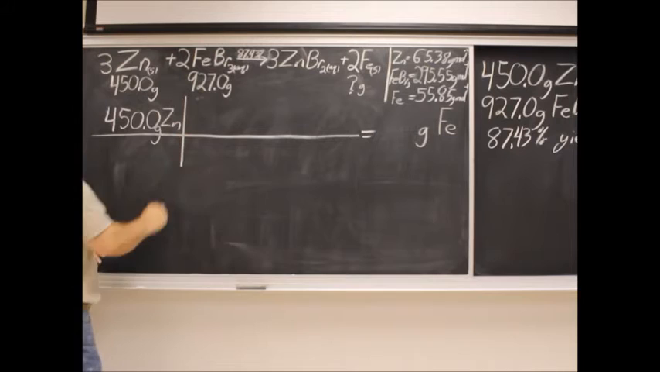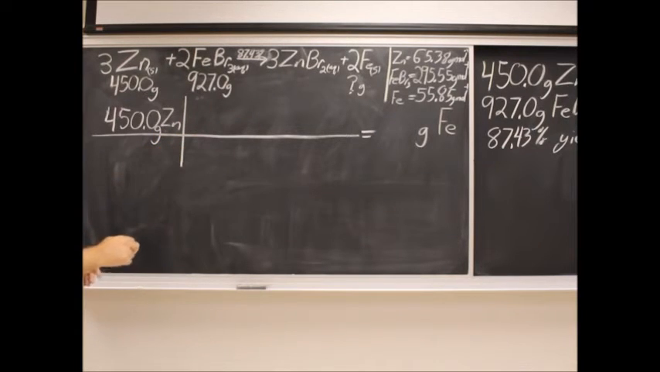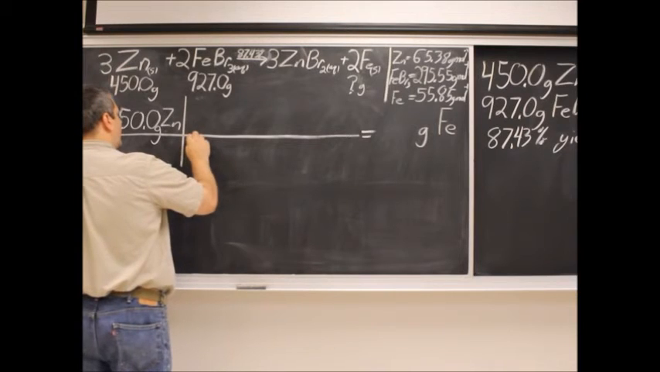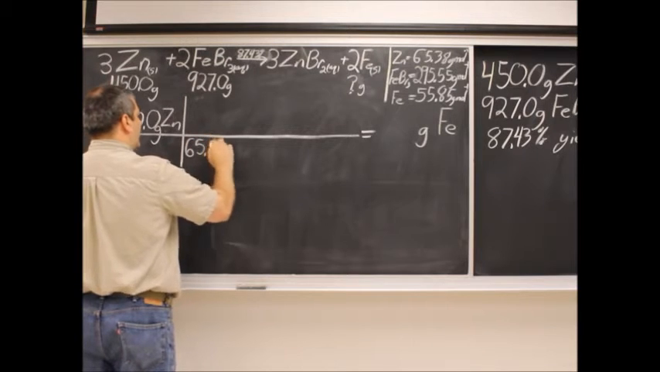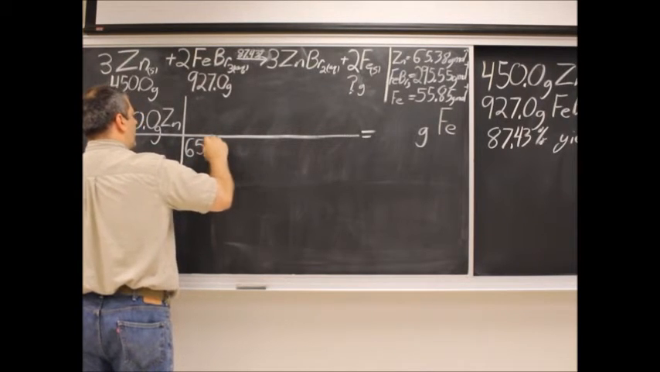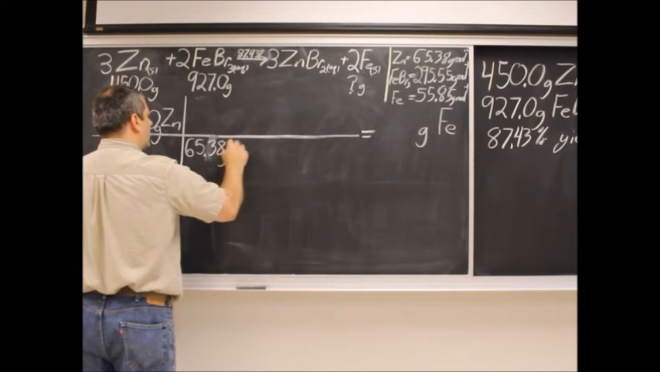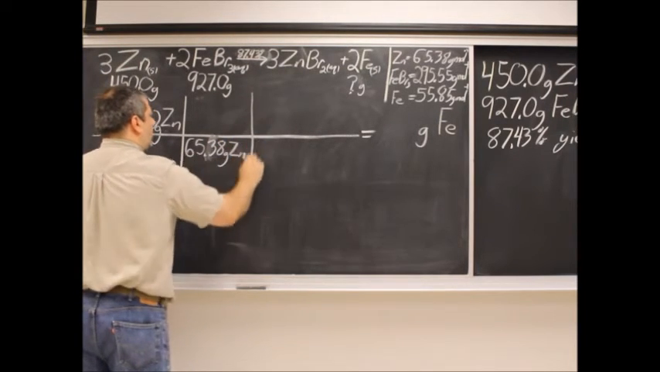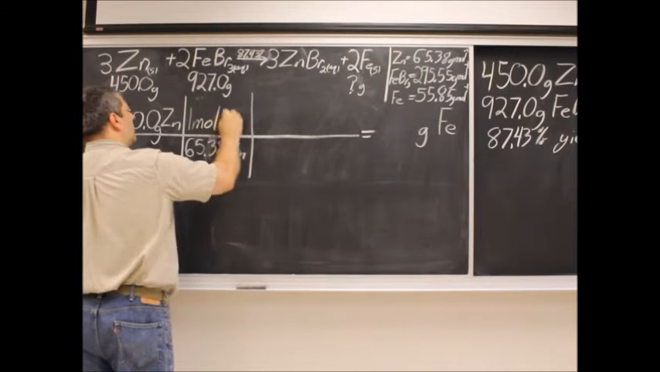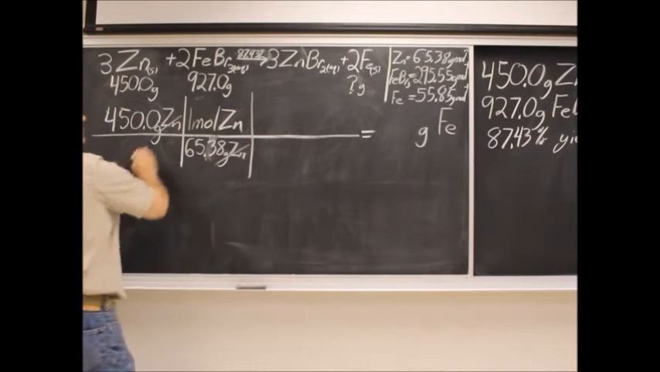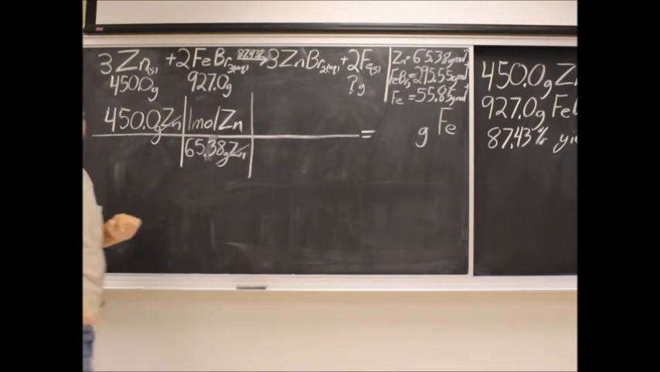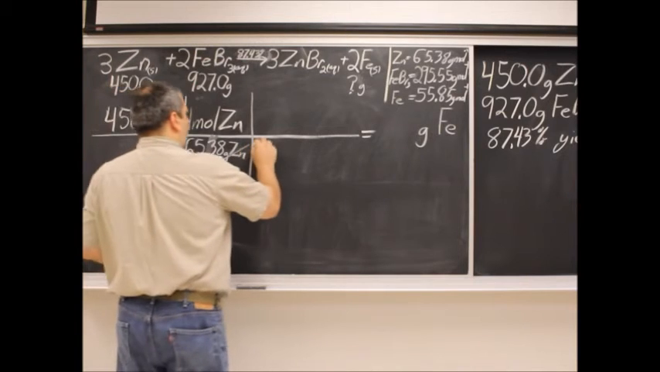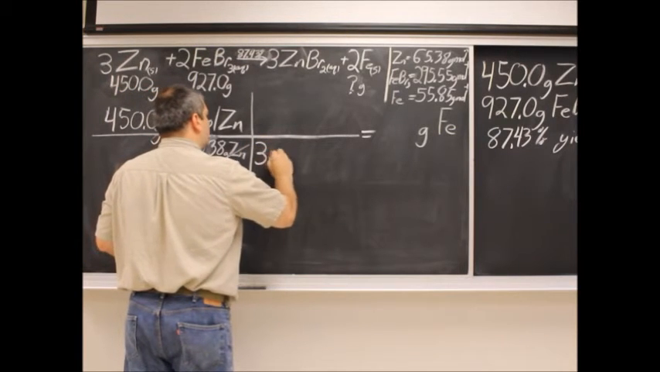Okay, so we have grams of zinc, and we want grams of iron. So let's convert to moles of zinc. That's always a good starting point. And see what that gets us. So 65.38 grams of zinc is 1 mole of zinc. Grams of zinc canceled. I'm in moles of zinc. Now we can use our balanced chemical equation. It's a 3:2 molar ratio. 3 moles of zinc is equivalent to 2 moles of iron.